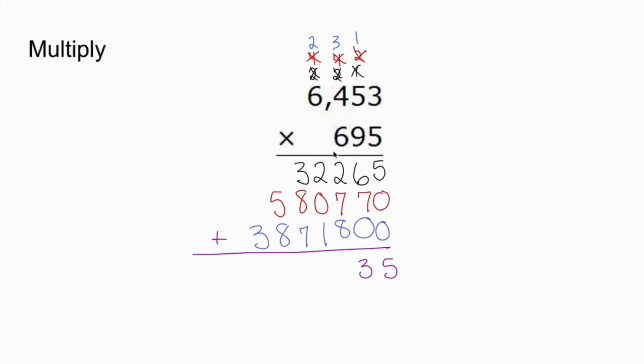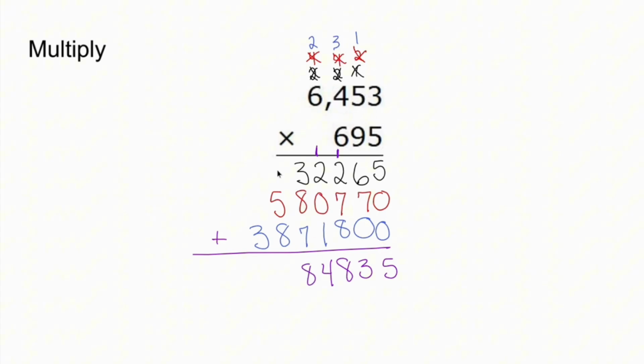Write out your 3, carry over the 1. 1 plus 2 is 3. 3 plus 7 is 10. 10 plus 8 is 18. Write out your 8, carry over the 1. 1 plus 2 is 3. 3 plus 0 is 3. 3 plus 1 is 4. 3 plus 8 is 11. 11 plus 7 is 18.